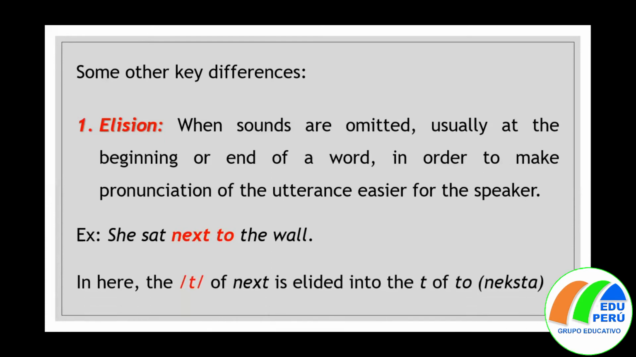The sound ta is elided into the ta of "to": next to, next to. You just pronounce one ta, not two. Notice you elide: you take out one sound to make your pronunciation easier and more fluent. All right? You become fluent.